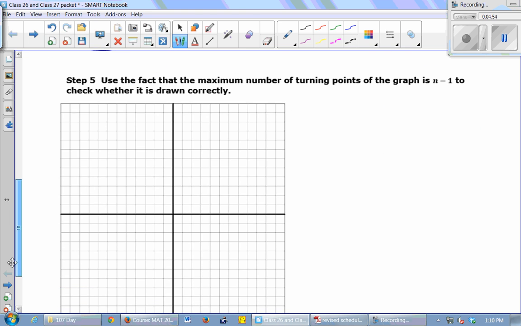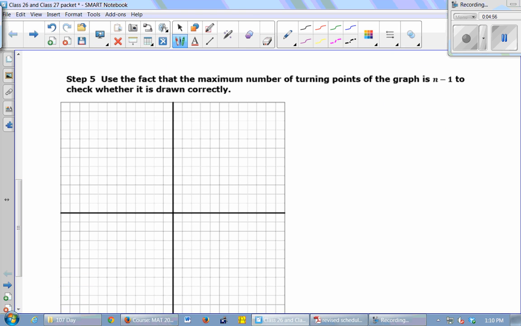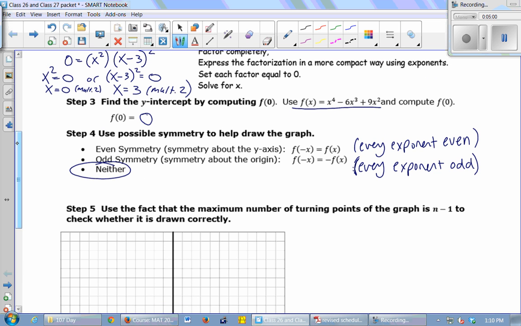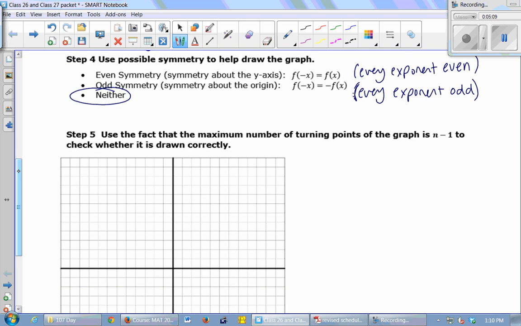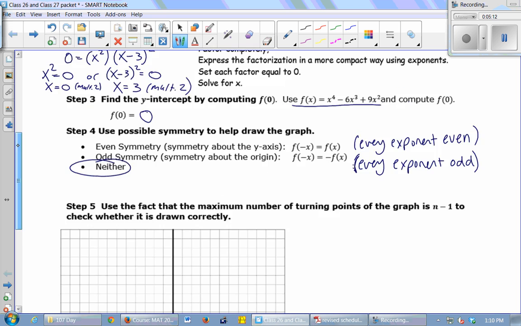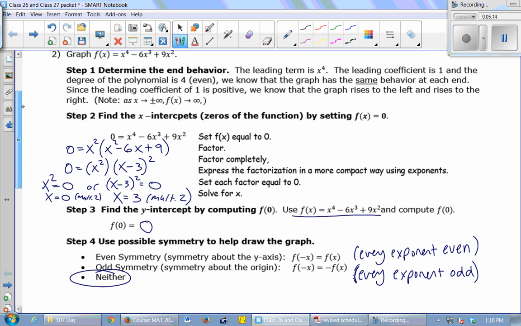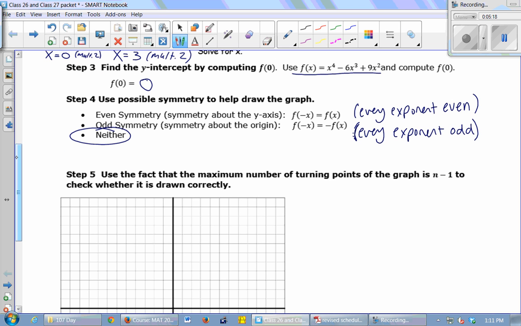Okay, last step. Use the fact that the maximum number of turning points of the graph is n minus 1. What is n for my polynomial? 4, right? So the maximum number of turning points I could have is 3. Good. So we want to use that to check whether it's drawn correctly. I'm going to take all the information I found in steps 1 through 4 to sketch a graph, and then confirm that I have 3 or fewer turning points, which is a good sign that I did it right.